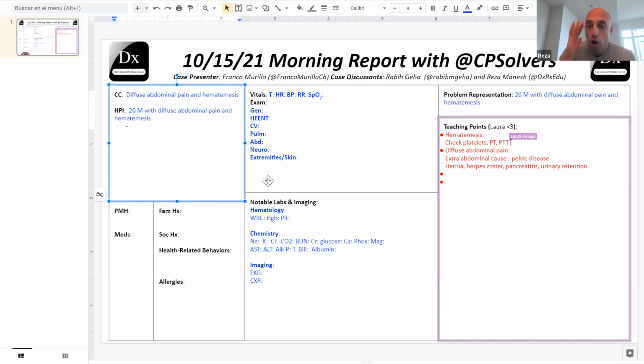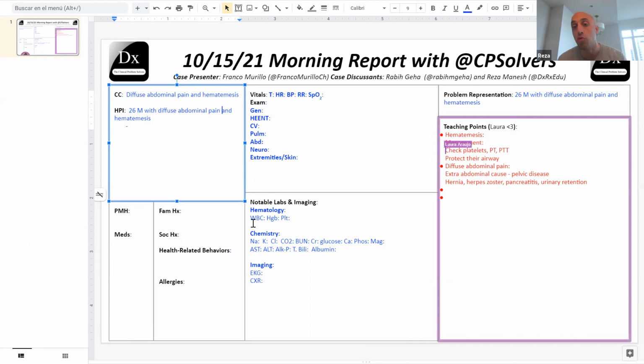And going along with the management hat as opposed to the diagnostic hat, you want to make sure that this patient's protecting their airway. This is quite a young patient, so hopefully they are protecting their airway, but you can easily see how hematemesis can lead to aspiration, which can lead to pneumonitis. And now you have two problems, not only intraluminal, but also pulmonary. So making sure that the airway is protected.